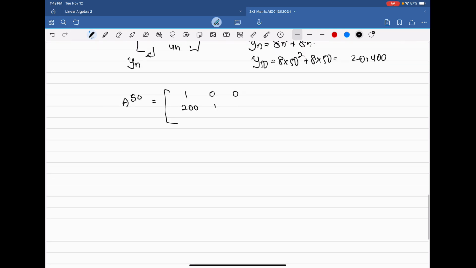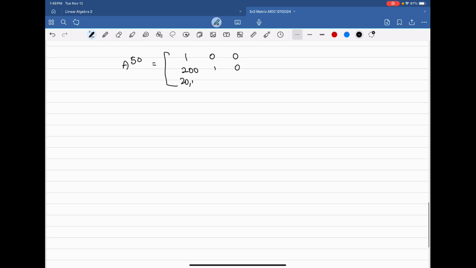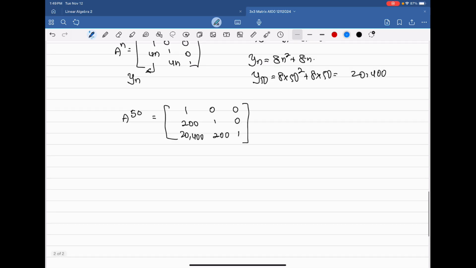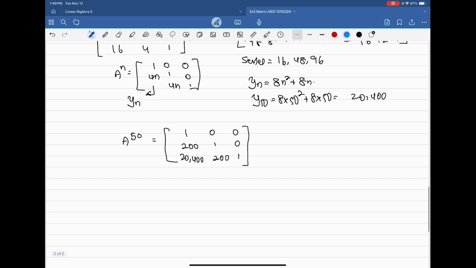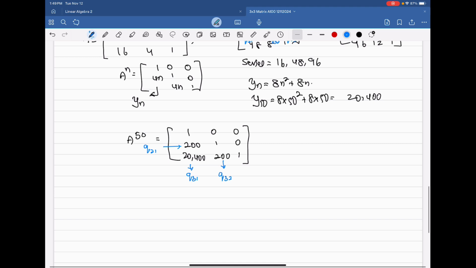Then 1, 0. This y50 is 20,400. This is 200. This one, as I told you already, Q31, this is Q31, this is Q21, and this is Q32.